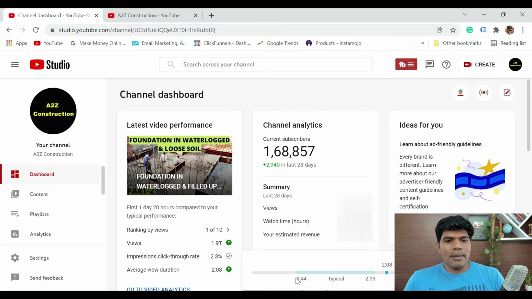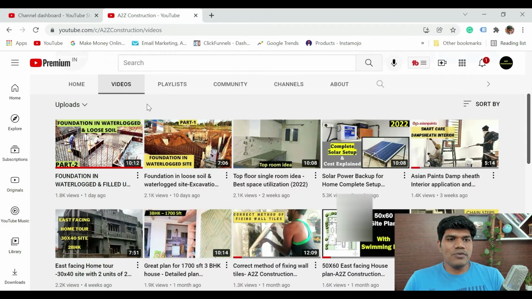Now if it was below 1 minute 44 seconds, it would have indicated a downward arrow. If it was anywhere between 1 minute 44 seconds and 2 minutes 5 seconds, it would have given just a tick mark indicating usual average view duration. That's how the average view duration is calculated and indicated as upward or downward, considering the average view duration of all the 10 videos that your channel would have got in recent times.